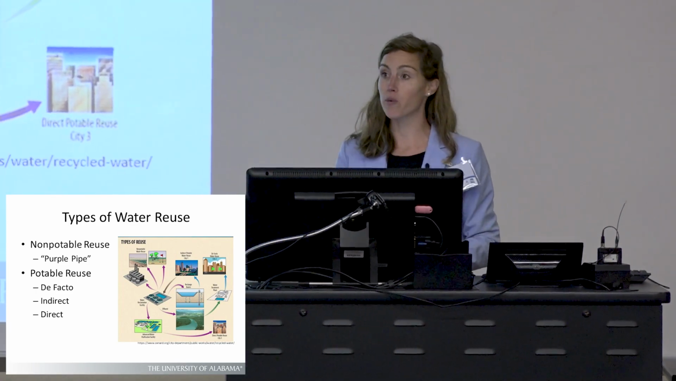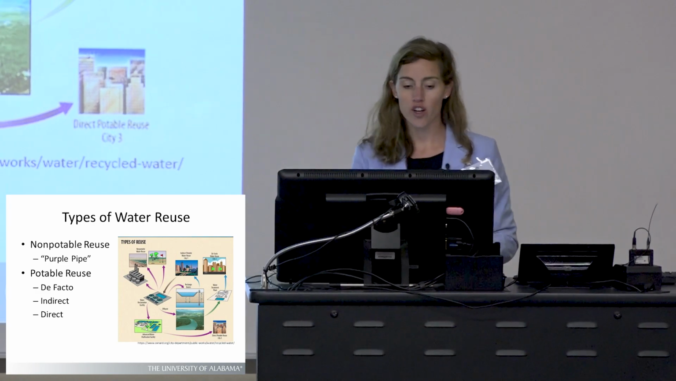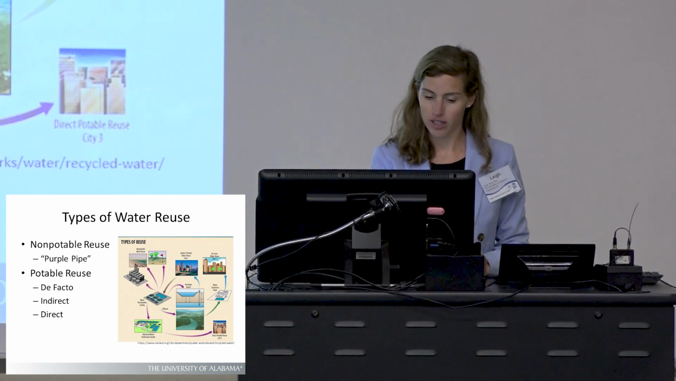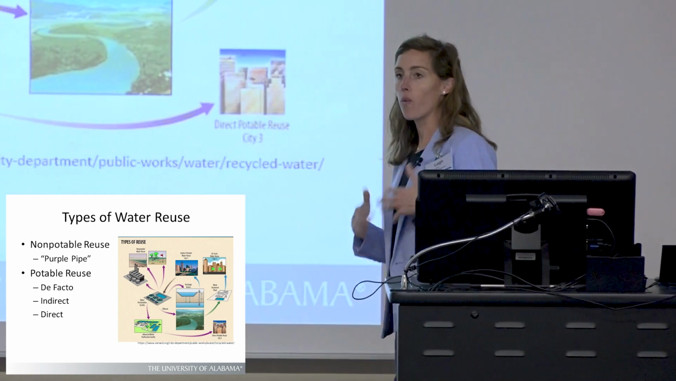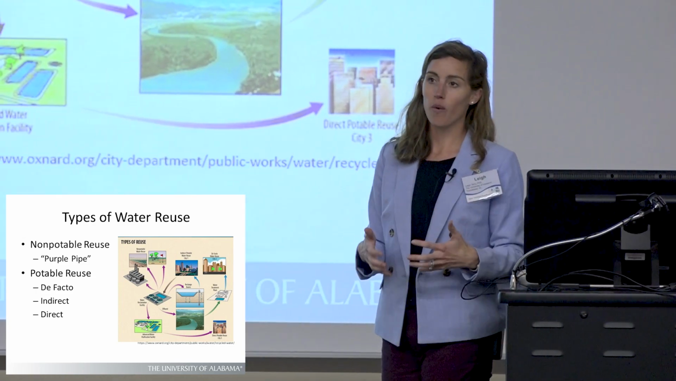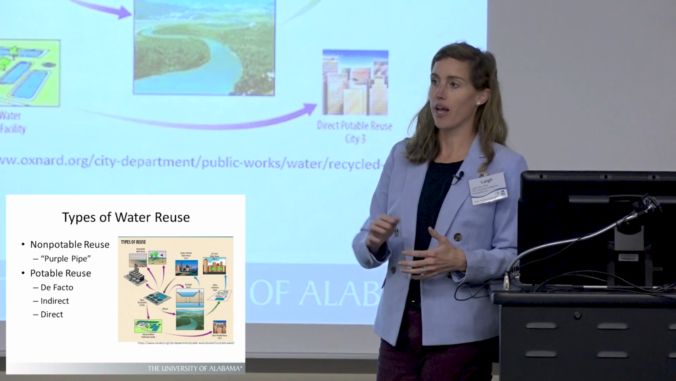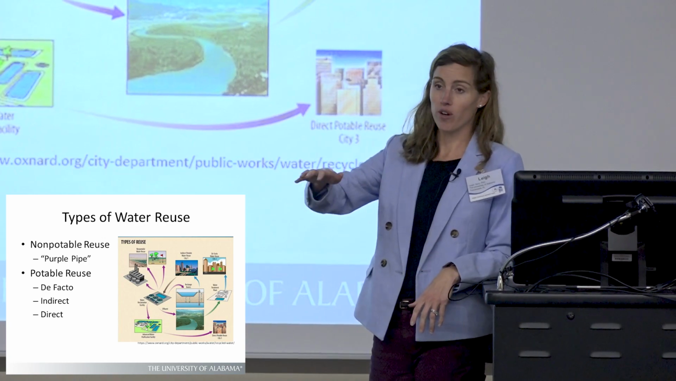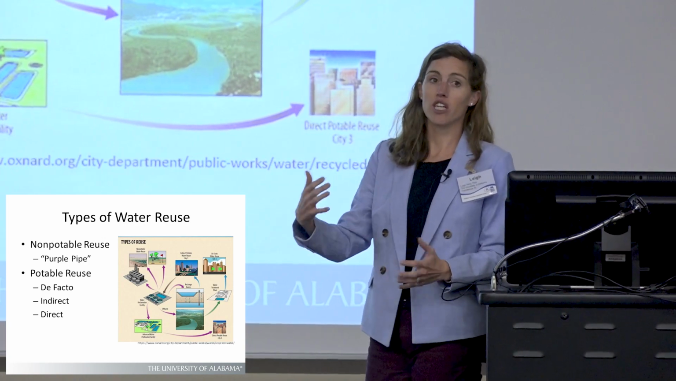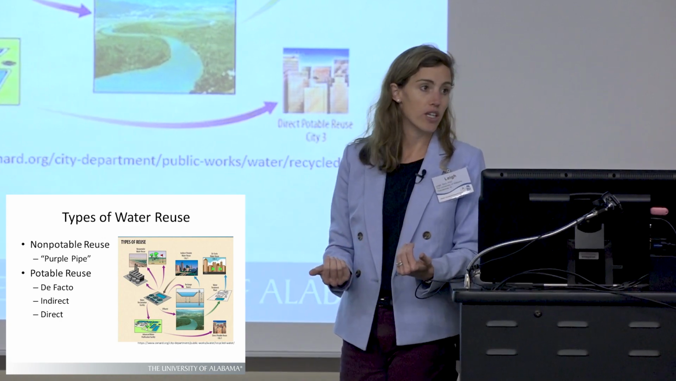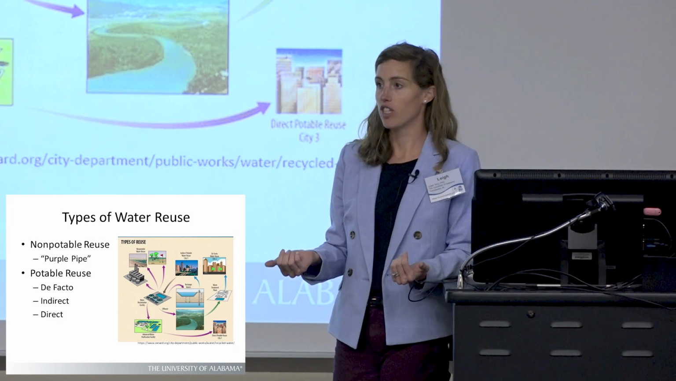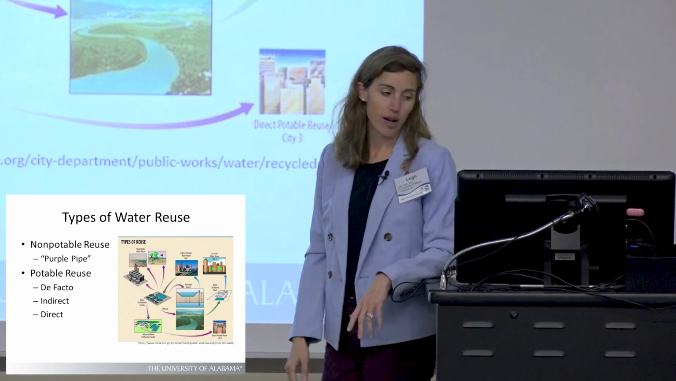And then for potable reuse, there's three different kinds. The one that you're probably most familiar with is de facto. What is de facto? It's where city A uses the water, sends it through the wastewater treatment plant, sends it to the stream or the river. Downstream, another city will then use that water for their drinking water. De facto potable water reuse. So that's what you typically think of. You probably just maybe didn't know the name.